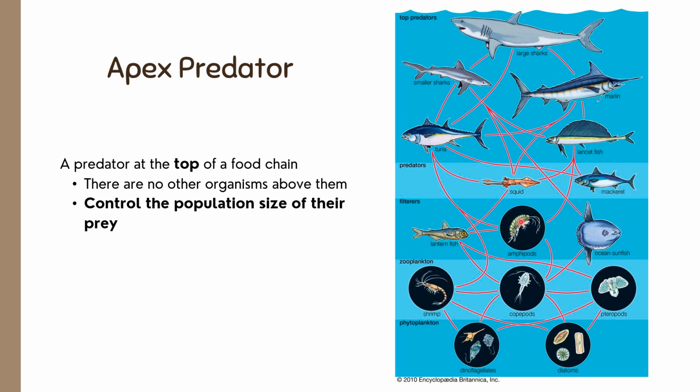And if these populations decrease, then there's nothing eating the lanternfish or the amphipods or the ocean sunfish and the zooplankton down here. And these populations will then increase a lot. And so, as you can see, just by removing this top predator, this apex predator, it affects all these populations. So the job of this apex predator is to control the population size of all the prey that are underneath it on the food chain.